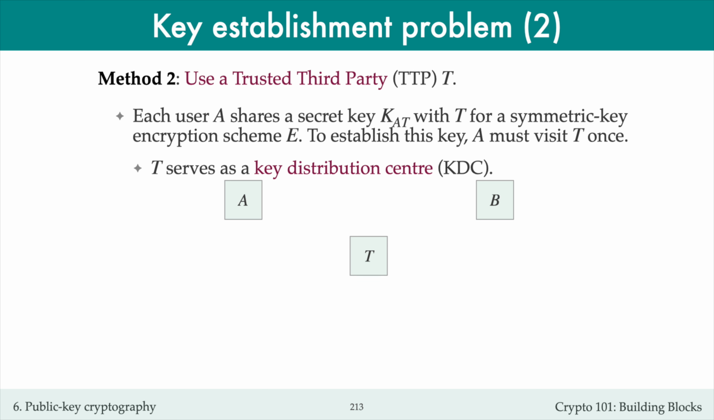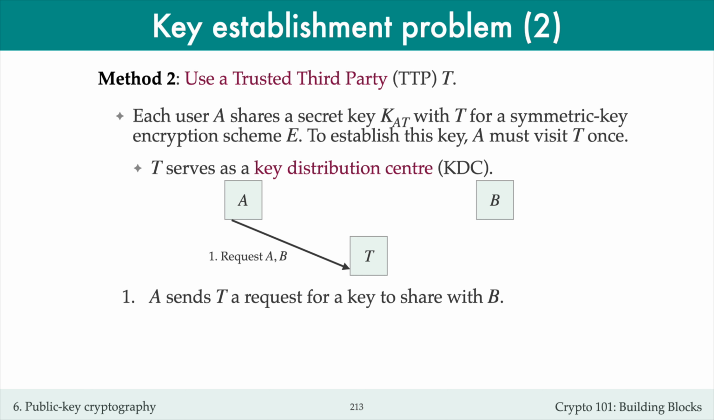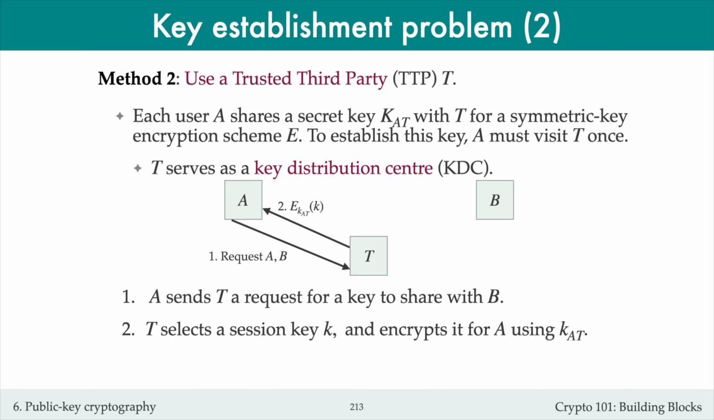So, when Alice wishes to communicate with the second party, Bob, she sends T a request for a key to be shared with Bob. T selects a session key K, encrypts it with the key that it shares with Alice, and sends to Alice the resulting ciphertext. Alice decrypts with KAT and obtains the session key K. T also encrypts K for Bob, using the secret key he shares with Bob, and sends Bob the ciphertext. Bob decrypts to recover K. And so Alice and Bob now share the secret key K, which the TTP also knows.